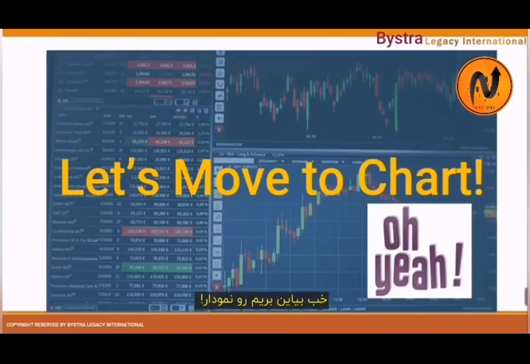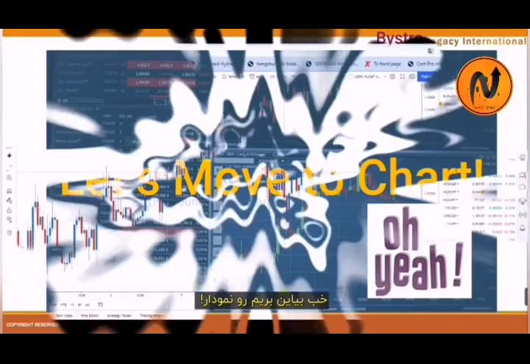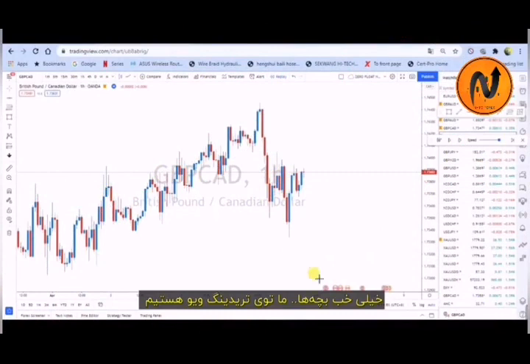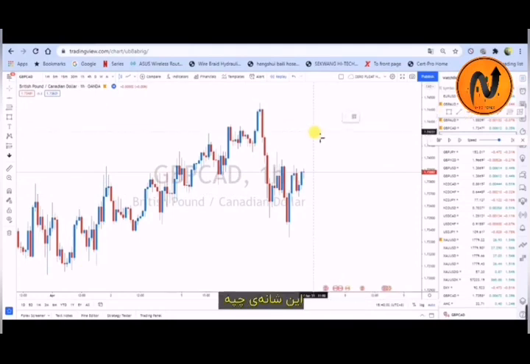So let's move on to the chart. Alright guys, we're at the TradingView. As we can see here, this is a GBP CAD pair on a H1 time frame. So here we can see there is a possible QM. Alright, there's a pattern here. This is the left shoulder. So I'm going to mark the left shoulder on here.